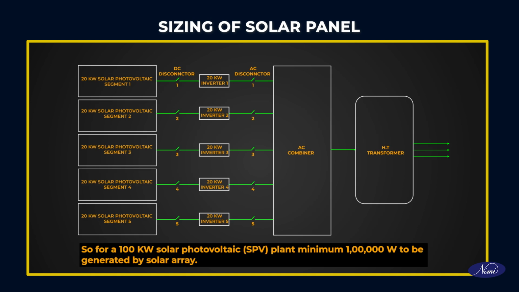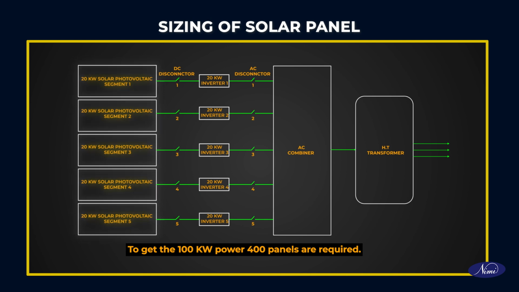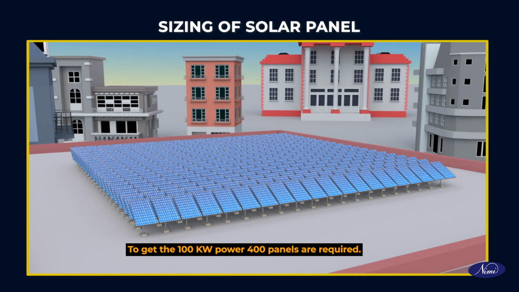So, for a 100 kilowatt solar photovoltaic plant, a minimum of 1 lakh watts is to be generated by the solar array. This can be achieved by grouping 5 numbers of 20 kilowatt solar photovoltaics. To get 100 kilowatt power, 400 panels are required.